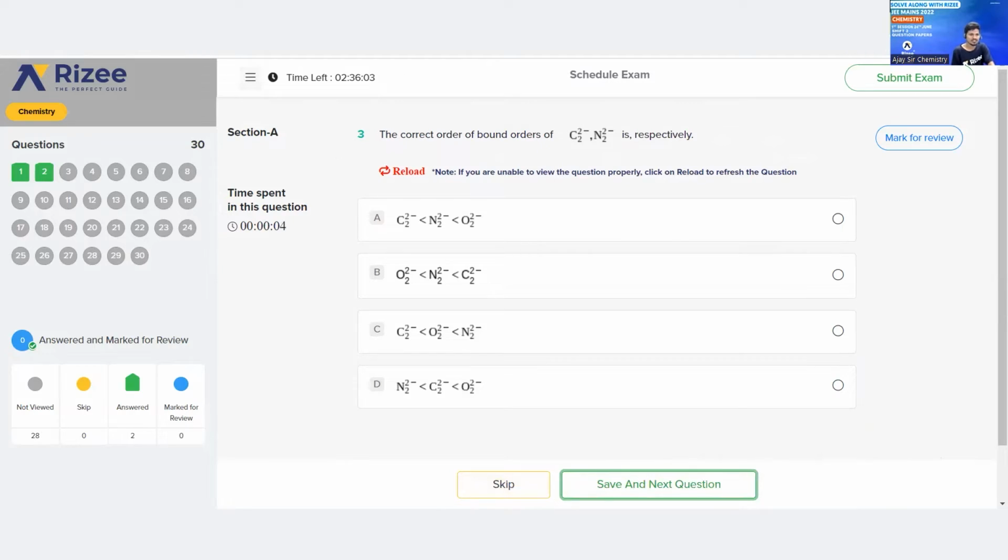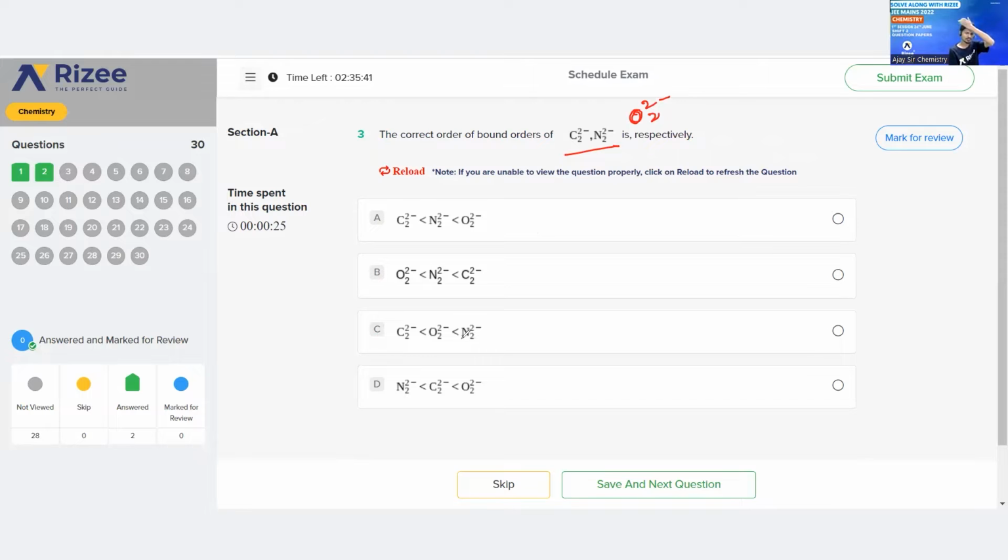This question is very simple. Just add one more option to this list: O2 2 minus. Add this, then tell me what is the correct option.